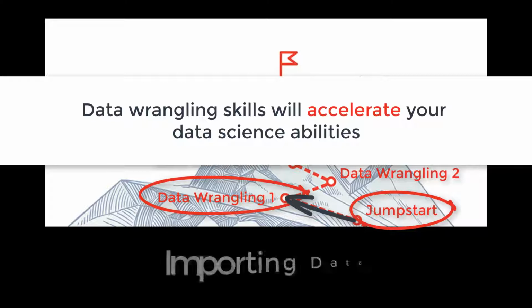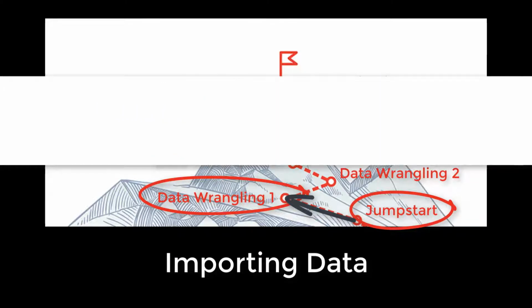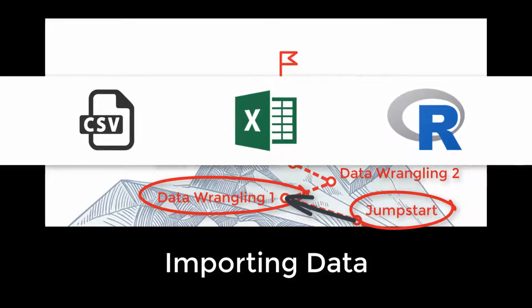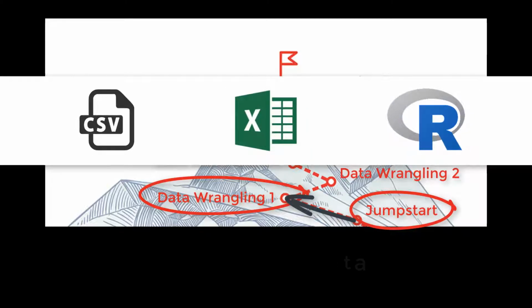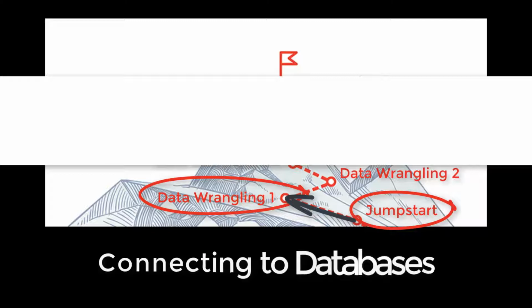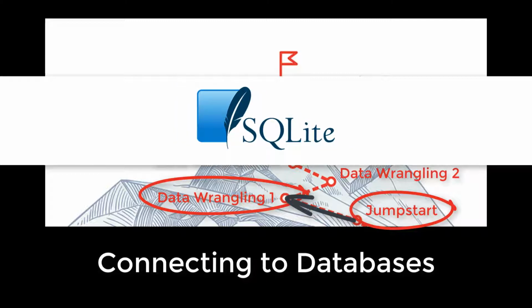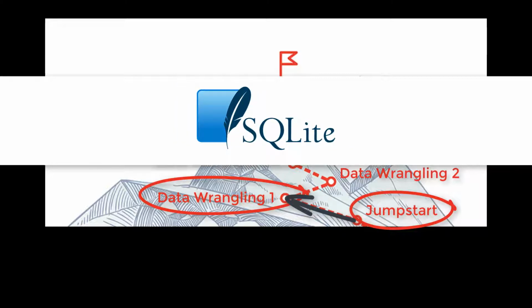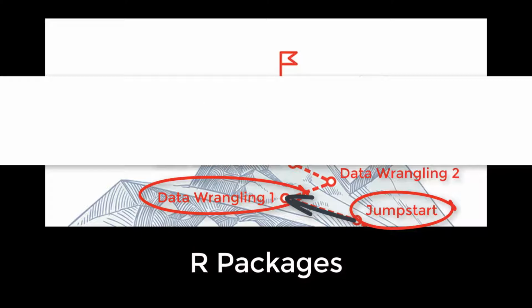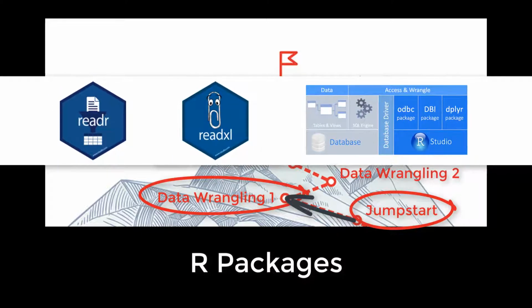First, we'll work on importing data. You'll learn about working with data in multiple formats, including CSV, Excel, and RDS files. You'll also learn about connecting to databases, a skill that is critical to performing any data science project. You'll gain exposure to readr for reading CSV and RDS files, readxl for reading Excel files, and ODBC for connecting to and collecting tables from databases.